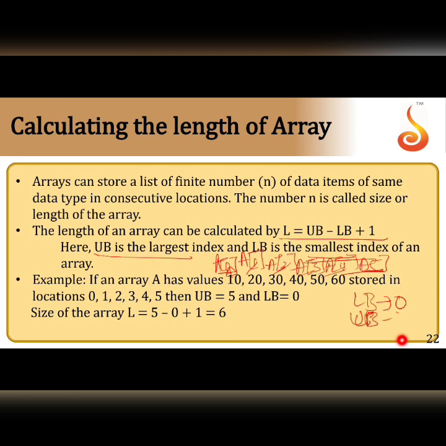Upper bound is 5. Now put this in the formula. So length is equal to 5 minus 0 plus 1, that is 6. Yes, we do have 6 elements here. 1, 2, 3, 4, 5, 6. So this is the length of the array. Hopefully you've understood this.